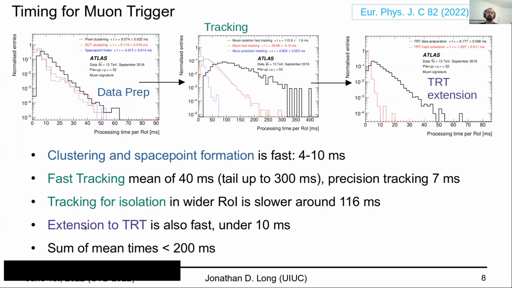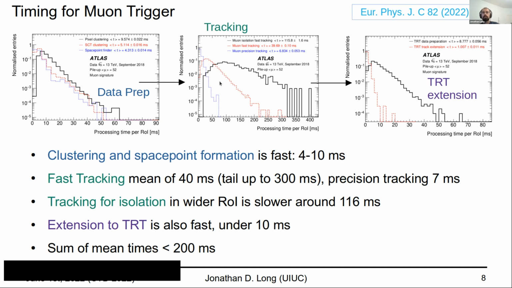So we can take a look at some example timing from the muon trigger. So in the top left, we start with data preparation. So this is clustering and space point formation. This is quite fast, on average less than 10 milliseconds. Then we have the actual tracking. So for the fast track finder, that takes on average about 40 milliseconds, but it does have a fairly long tail out to about 300. But then running the precision tracking on top of that is quite quick, just like 7 milliseconds.